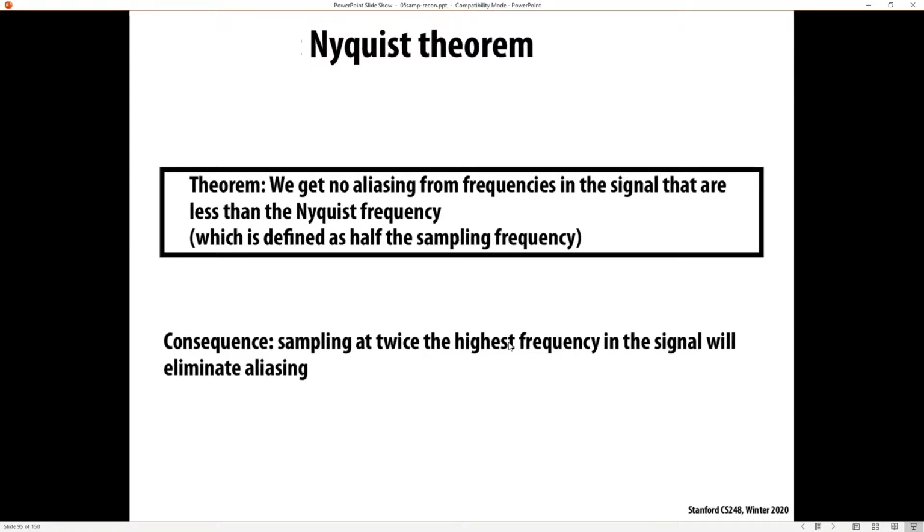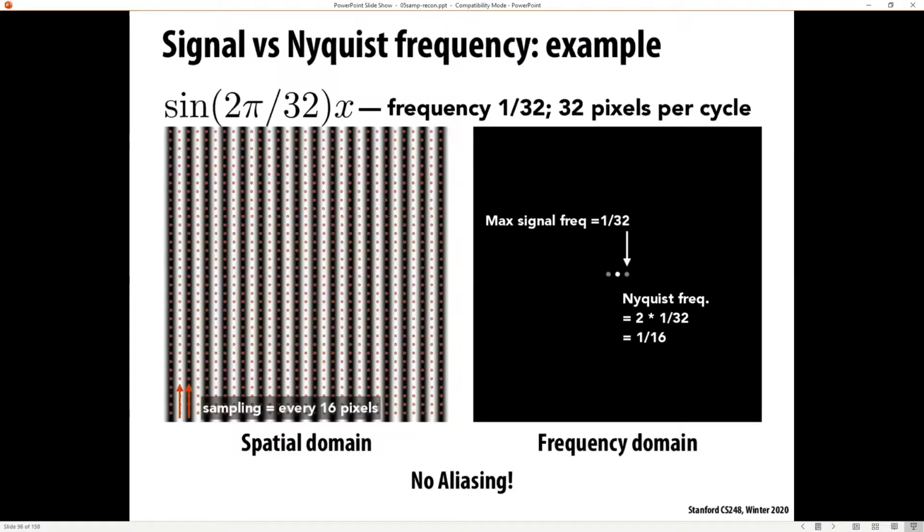Yes, so to avoid undersampling, I see in the chat, to avoid undersampling, you take more samples. Yeah, so this doesn't seem like rocket science. Yeah, but I'm leaving out a lot of details so far about infinite extent, and we're gonna come to those.